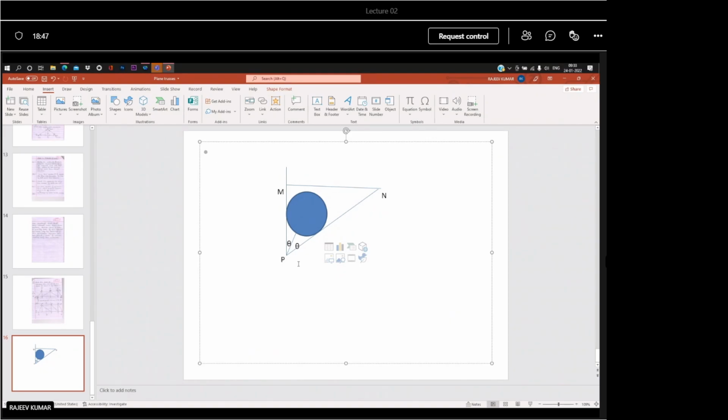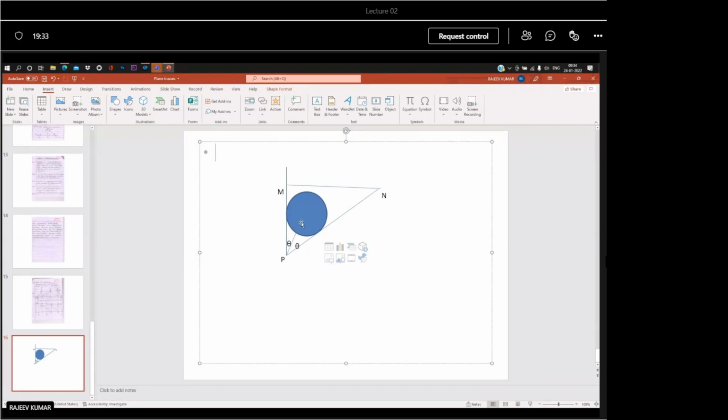A circular log of weight 1200 Newton and radius 18 centimeter is supported by a pair of brackets. Bar PN hinged at P and held by a string MN. MN is 57 centimeter long. To induce minimum tension at MN, determine the value of 2 theta for equilibrium.